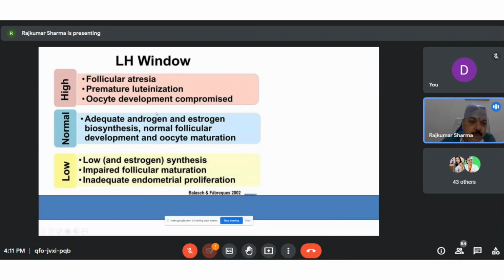When it is in the adequate amount, which is the LH window, it will cause adequate androgen formation, which would get converted into estrogen by biosynthesis, and normal follicular development and oocyte maturation is possible. So there is a small range of LH values, which I'll be talking about, that is important for having an estrogenic environment, helping oocyte maturation and development.